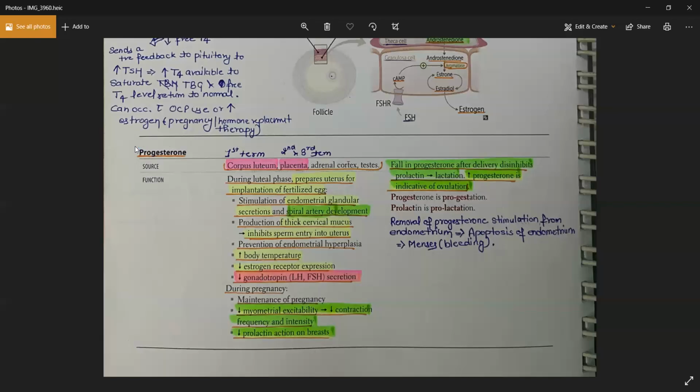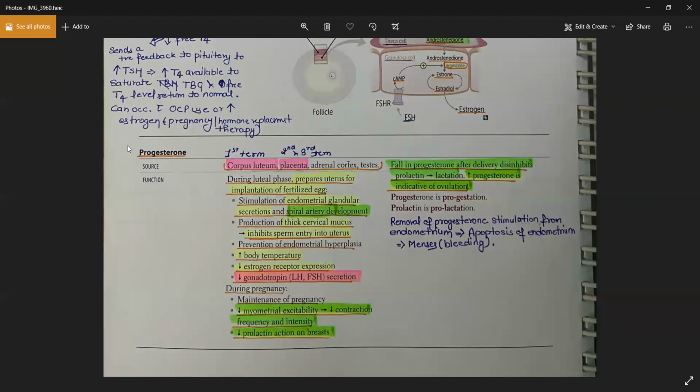Now, at the time of pregnancy, it will help in maintaining the pregnancy, first thing. Okay, and whenever the progesterone is there, it will decrease the motility of every smooth muscle that you know. The GI smooth muscles, the gallbladder, sphincters, the myometrium, every smooth muscle that you know, it will decrease the contraction of these smooth muscles, right?